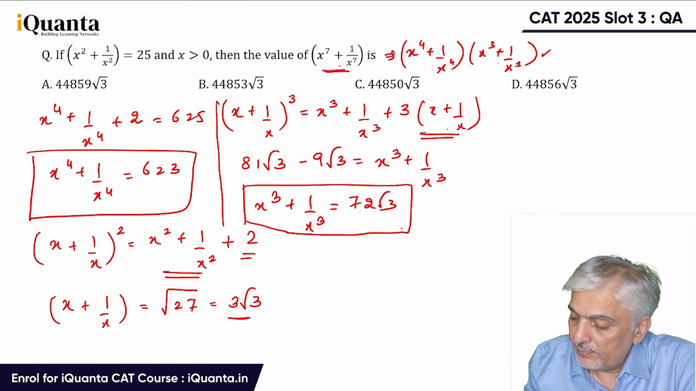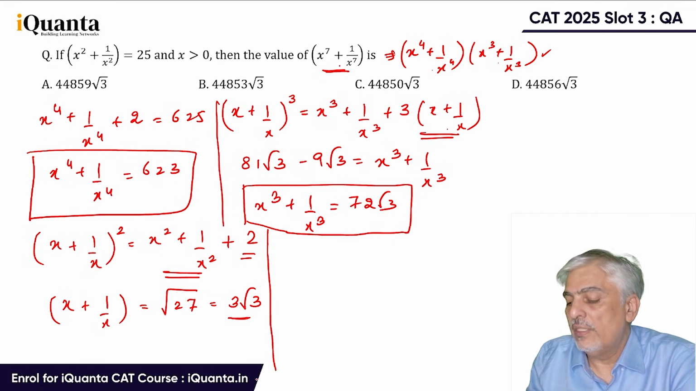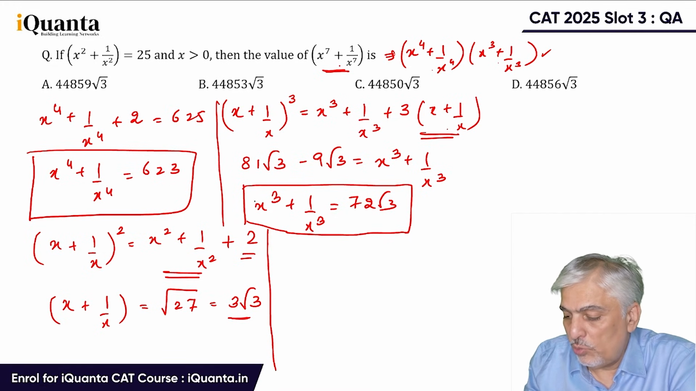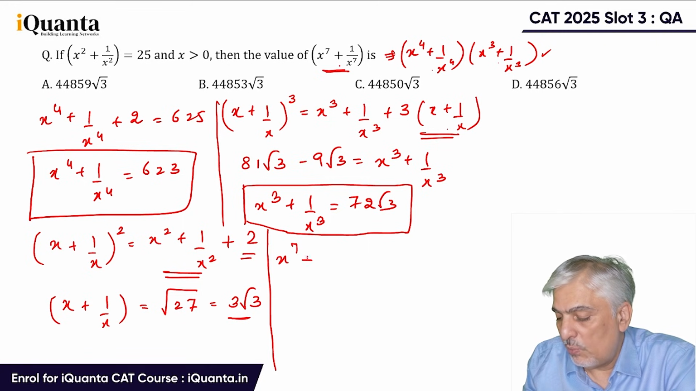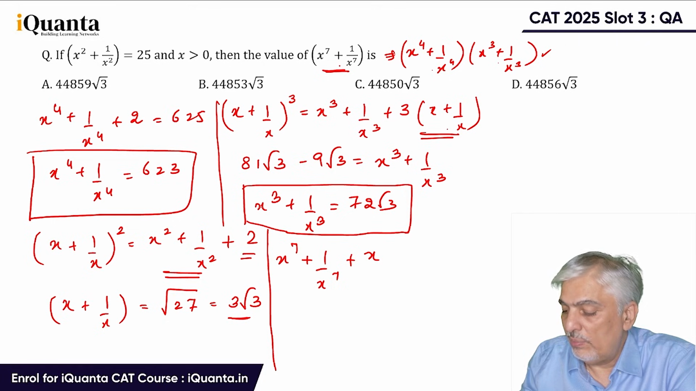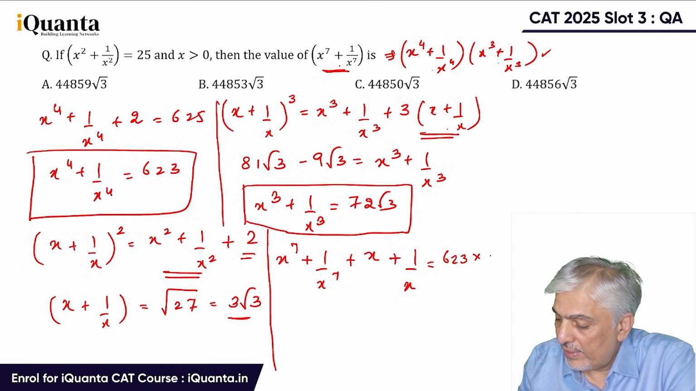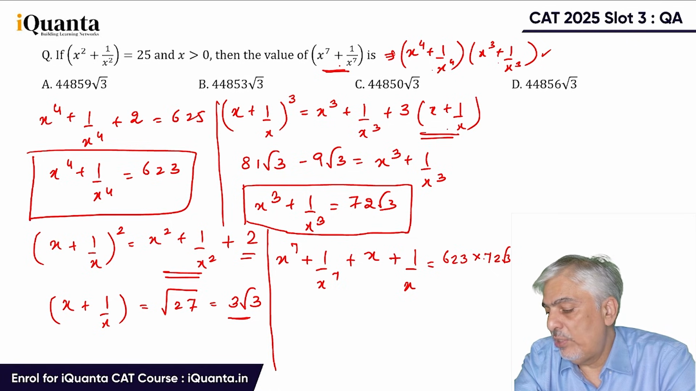Okay. Now, if I multiply these two, what will I get? Pay attention very carefully. If I multiply these two, I'll get 1 x raised to 4 into x cube will be x raised to 7. 1 upon x raised to 4 into 1 upon x cube will be 1 upon x raised to 7. That is okay, but there will be two more terms. X raised to 4 into 1 upon x cube will be x, and 1 upon x raised to 4 into x cube will be 1 upon x. This multiplied by this will be a big number. Let's leave it over here, 623 into 72 root 3, right?